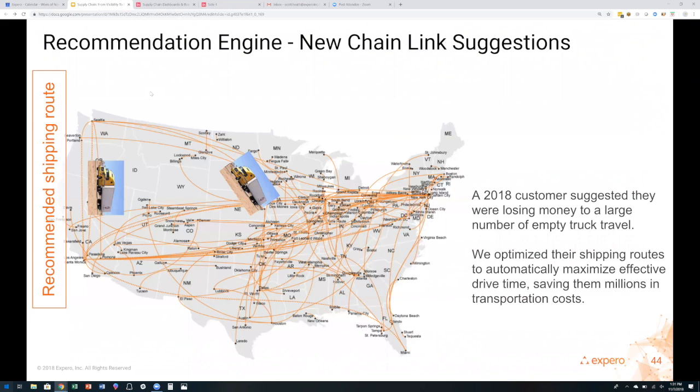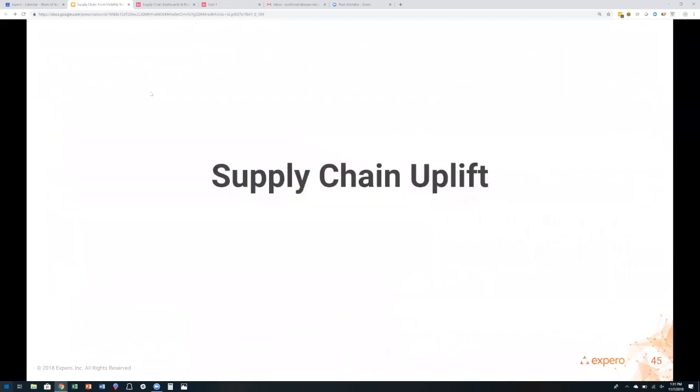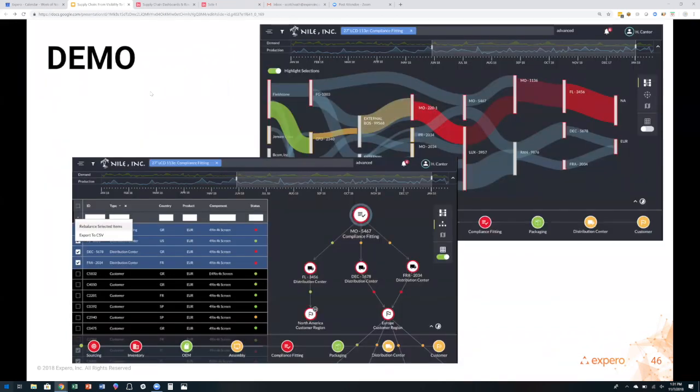Now, this isn't all about routing. I'm going to turn it back over to Scott for a minute to talk to you about the supply chain as a whole. Okay. So one of the other things that we want to do now is show a second demonstration.